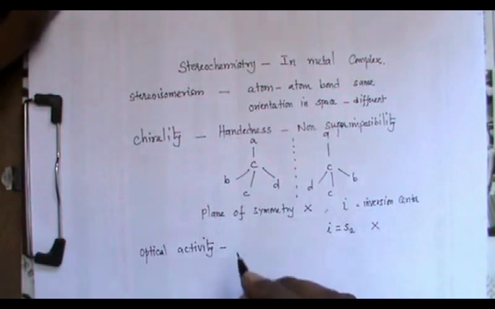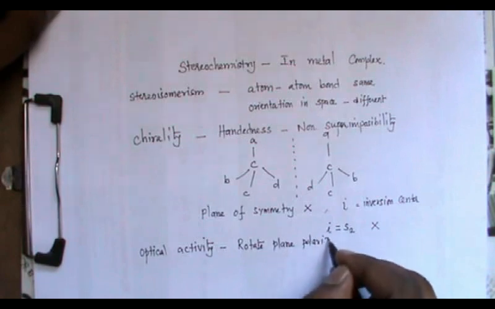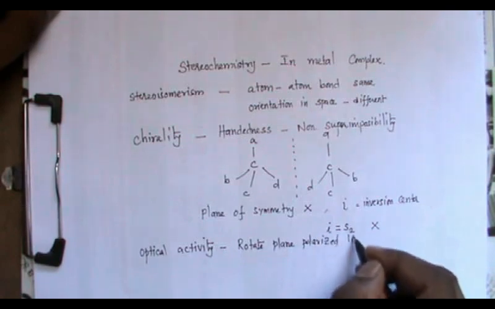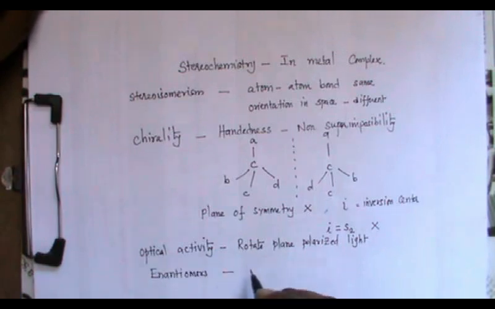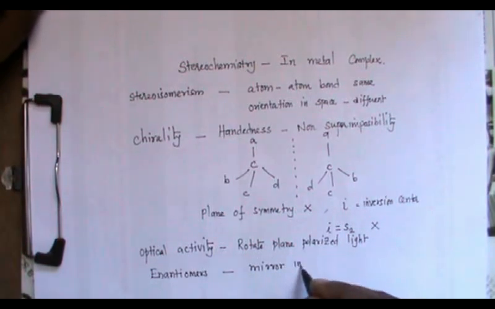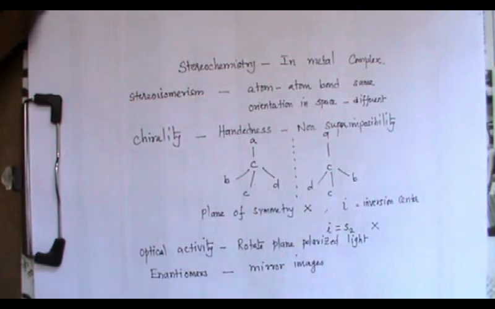It is nothing but the ability to rotate the plane polarized light. The plane polarized light will be rotated in the clockwise direction or anti-clockwise direction. One stereoisomer will rotate the plane polarized light in the clockwise direction. Its mirror image will rotate the plane polarized light in the anti-clockwise direction. So these two stereoisomers are referred as enantiomers. Stereoisomers that are mirror images are referred as enantiomers. This molecule is mirror image of this. So these two are enantiomers.